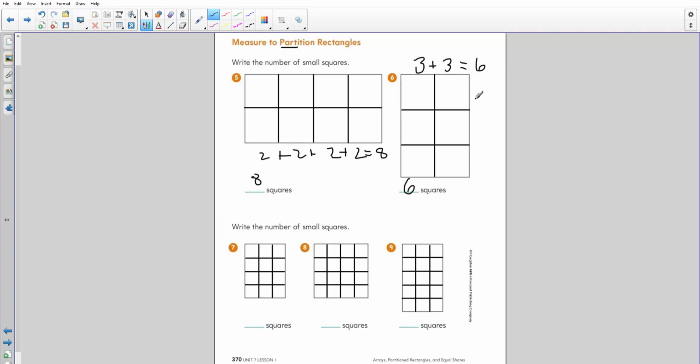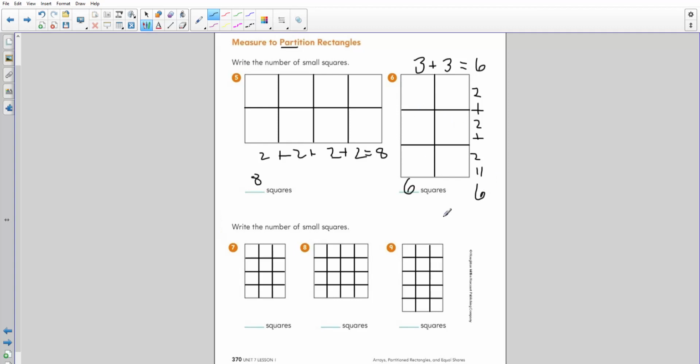Now, some people are good at counting by threes. Others might not be. And if you're not good at counting by threes or know your 3 plus 3 fact yet, you could go another way. You could use the number of squares found in each row. And I will use this equation, and I'll get the exact same answer. 2 plus 2 plus 2 equals, that's right, 6.